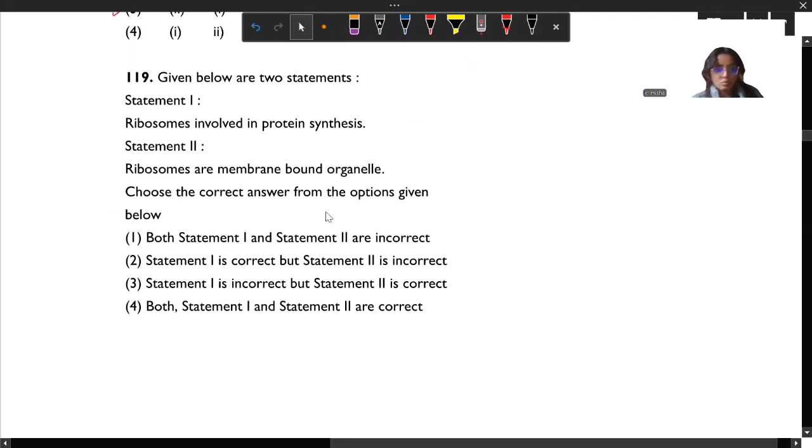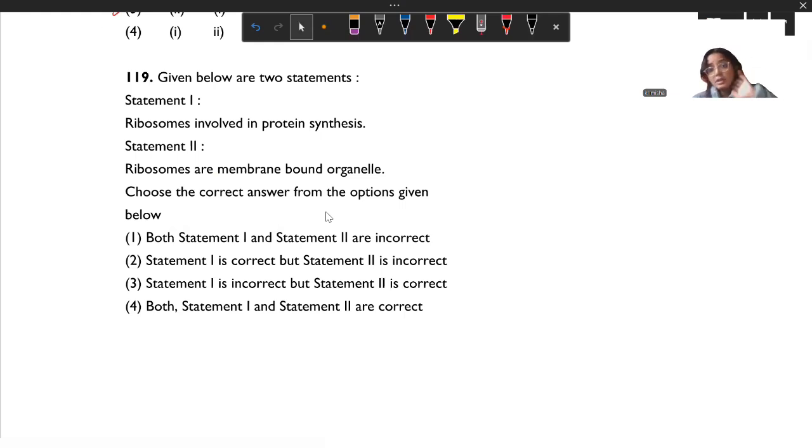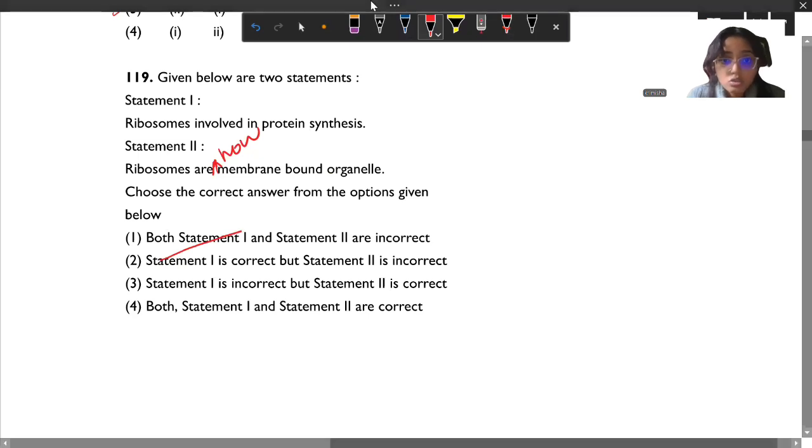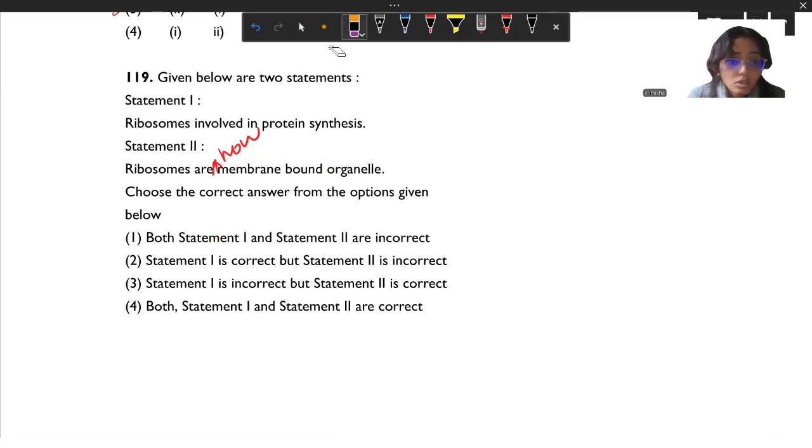Okay. Ribosome. Given our two statements, we have to choose the correct option after reading them. The first statement says ribosomes are involved in protein synthesis. True. Ribosomes are involved in protein synthesis. The second says ribosomes are membrane-bound organelles. Now this is very wrong. Ribosomes are non-membrane bound organelles. They are not membrane bound. So the correct option: Statement 1 is correct, Statement 2 is incorrect. So option 2 is the correct option.